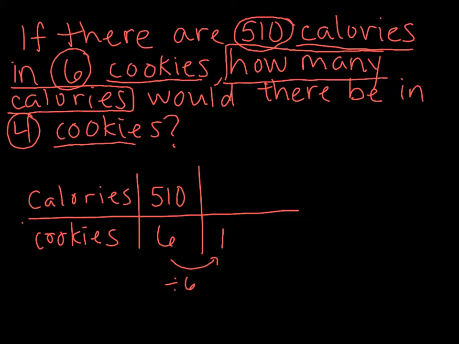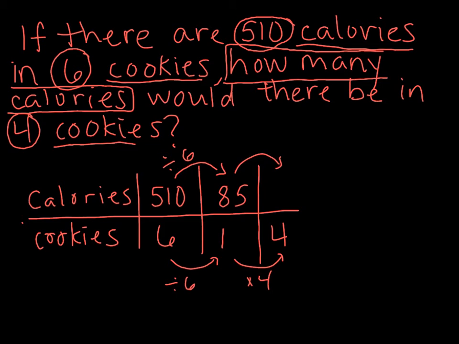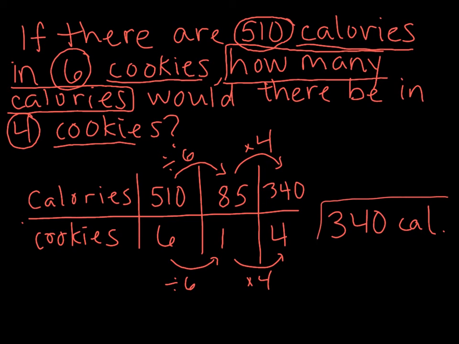6 divided by 6 gets us 1. On the top here, we would do 510 divided by 6 to get us the calories for that 1 cookie. And if I use my calculator, that equals 85. Right? Now I can scale over again to get up to 4 cookies, times 4. And on my calculator, I would do 85 times 4, and that equals 340. So there are 340 calories in the 4 cookies.